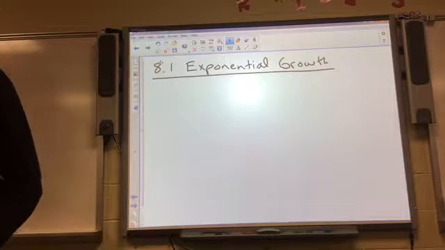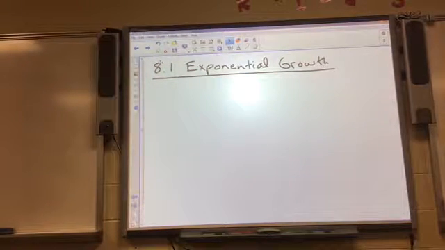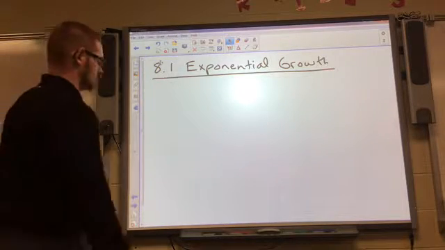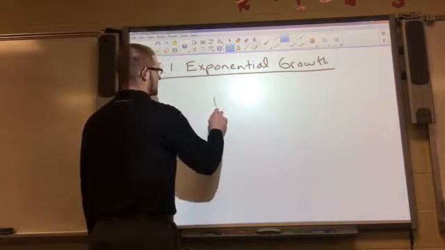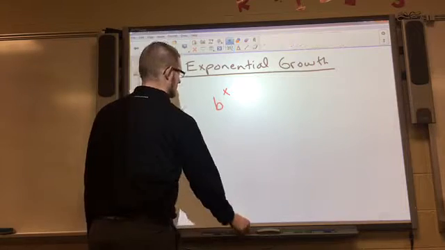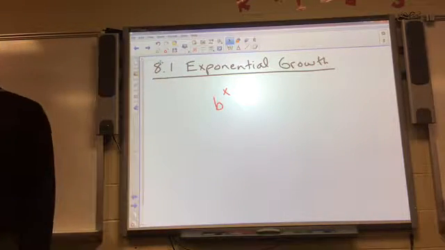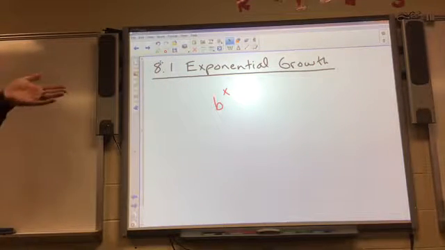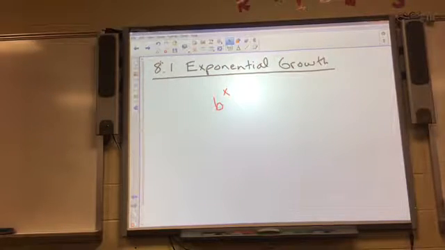Okay, 8.1 exponential growth. Now, the first thing we have to do, since we haven't talked about it, is define an exponential function. We've kind of been using them. It's anything where you have a number to the x power. An exponential function kind of makes sense when you think about it, right?